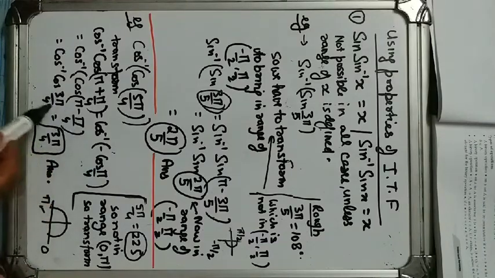So this becomes 3 pi by 4. Now cos inverse gets cancelled out. So we are left with this 3 pi by 4.